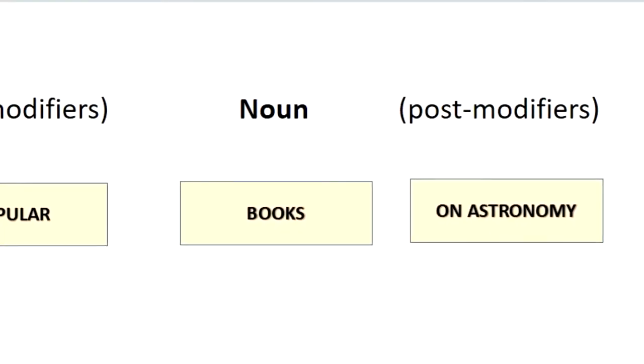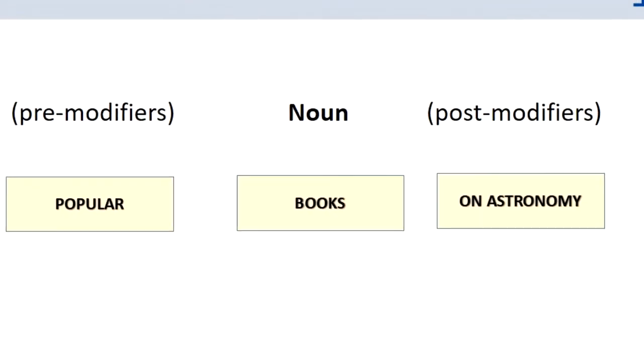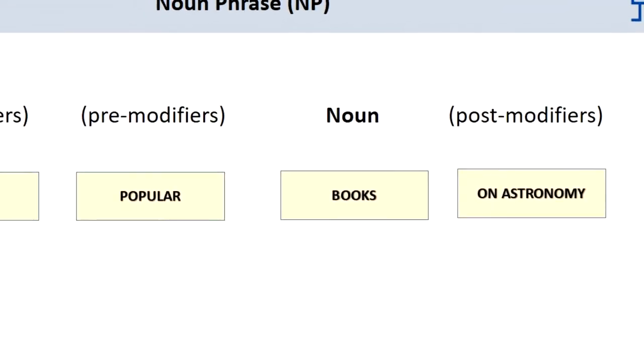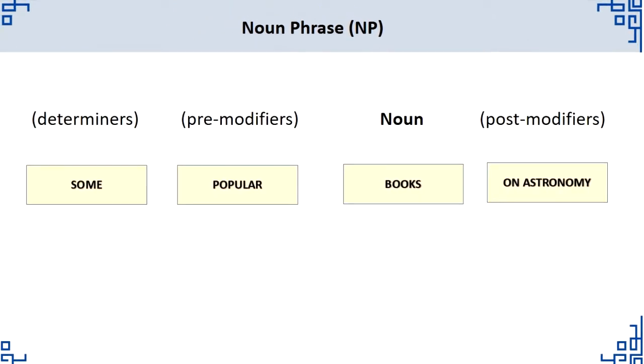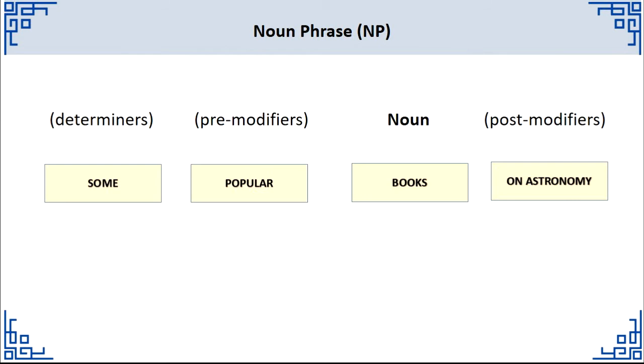Here are examples of possible structures of noun phrases, where the main noun is books. Some popular books on astronomy.